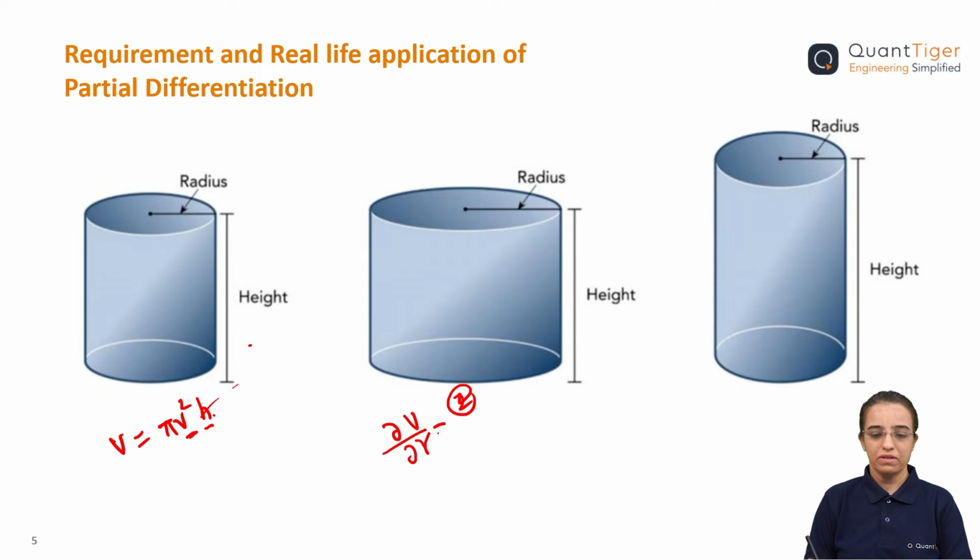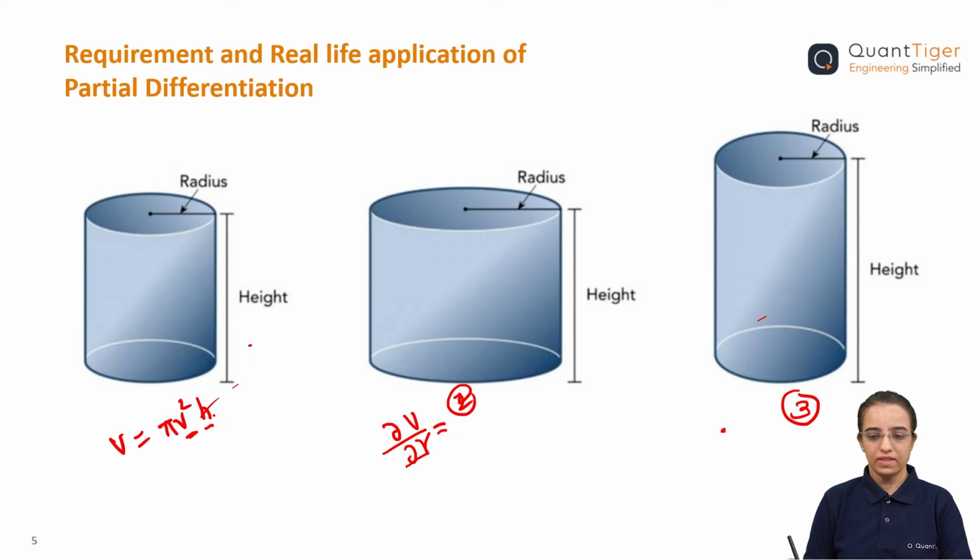How I will represent it is by this symbol, del v upon del r. That's how I will be finding it here. In this third diagram, what I have shown is that I have kept the radius constant, while I have changed the height. So again the volume of the cylinder is going to be affected.